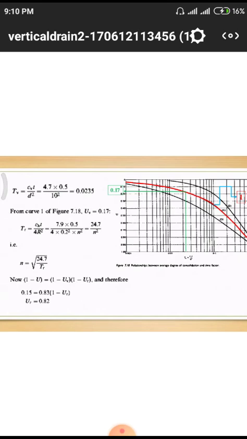T equal to CV L by D square, where C is the consolidation value, CV is 4.7 and L is 0.5, as we previously discussed, and D is the 10 year span. So for the 10 year span we are getting 0.0235. So T equal to CV L by 4R square, where R equal to 0.2N, so that N equal to square root of 24.7 by T. Why? Because 24.7 by N square we get with respect to T, so we need to calculate the N value. That means the number of bores we need to calculate, N equal to 24.7 by T.